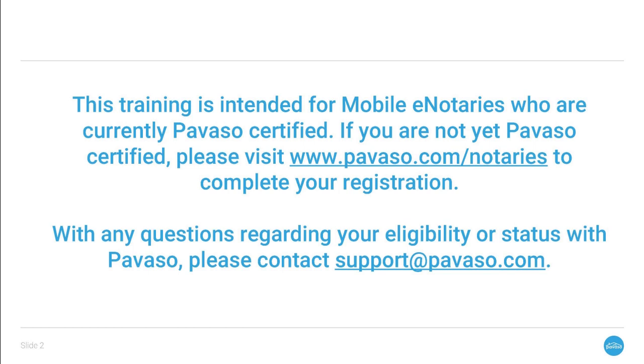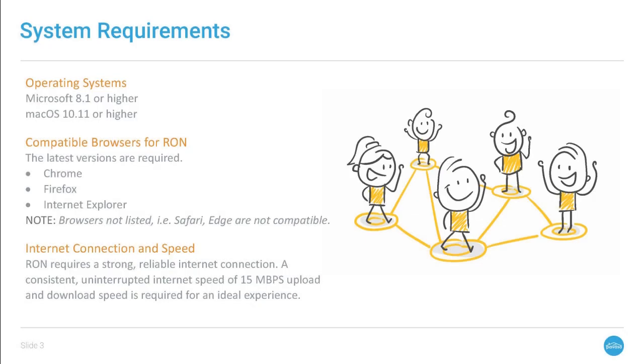To perform a RON closing, you must meet the following system requirements: an operating system of Microsoft 8.1 or higher, or Mac OS 10.11 or higher. Compatible browsers for RON include the latest versions of Chrome, Firefox, and Internet Explorer. Browsers that are not listed here, such as Safari and Edge, are not compatible. For an optimal experience using RON, we require a strong, reliable, uninterrupted internet speed of 15 megabits per second, both upload and download speed.